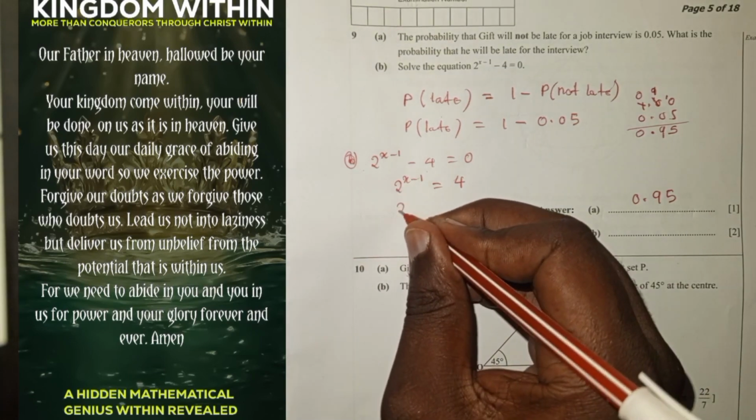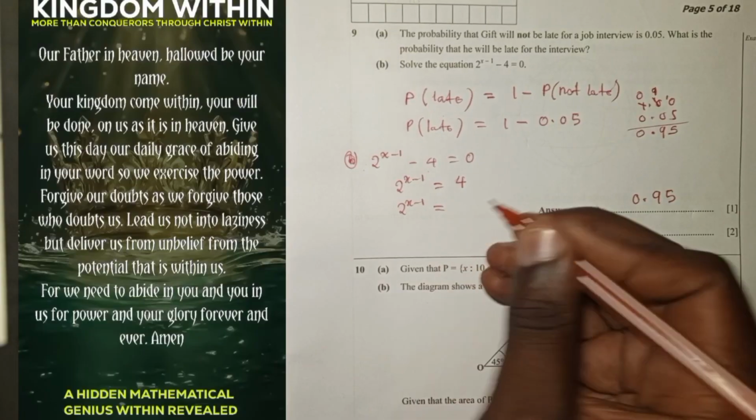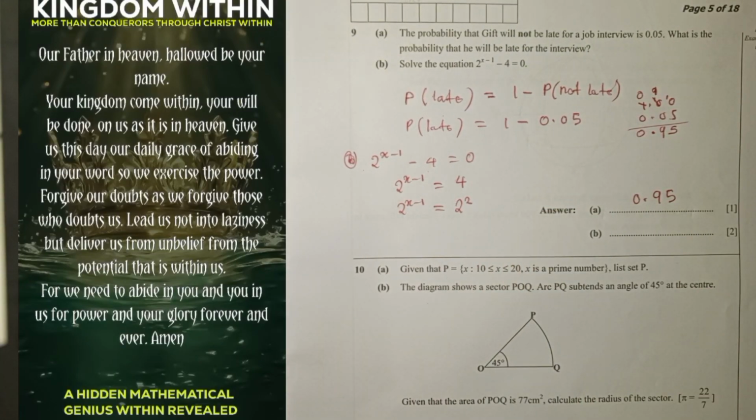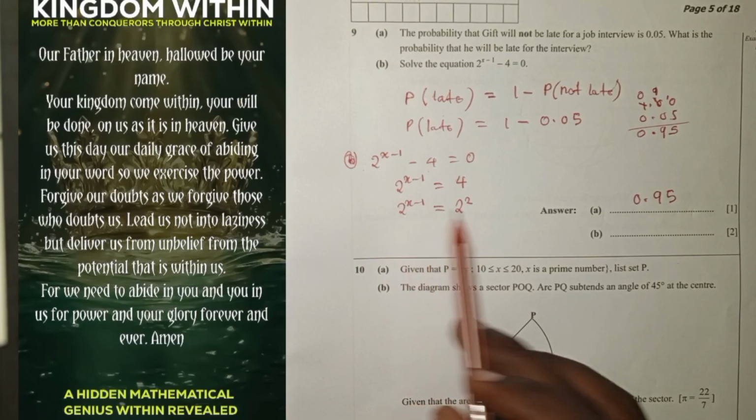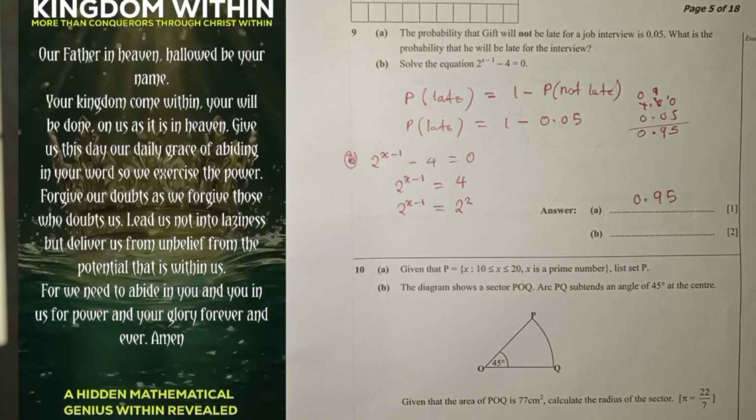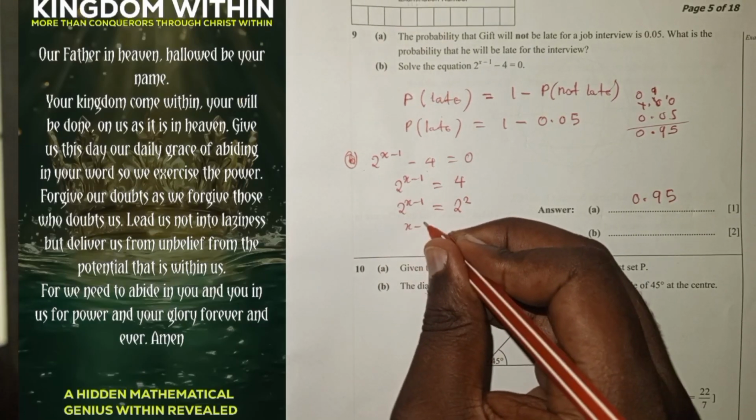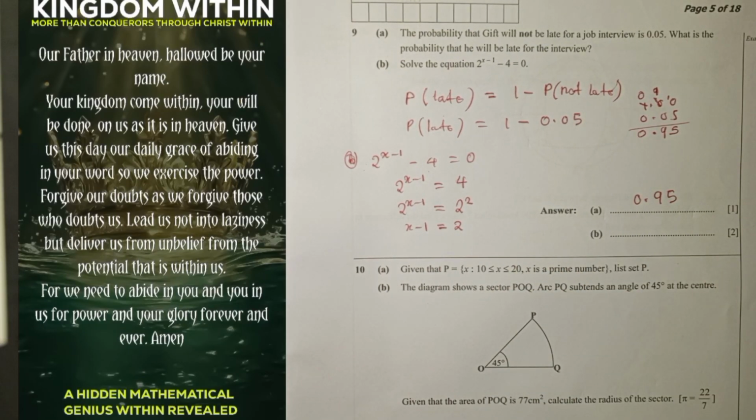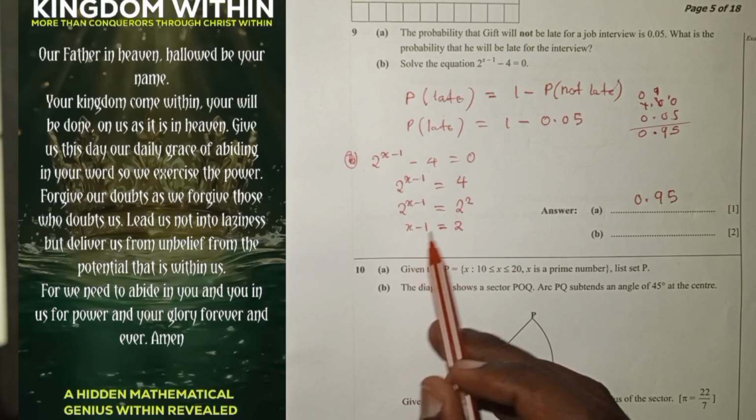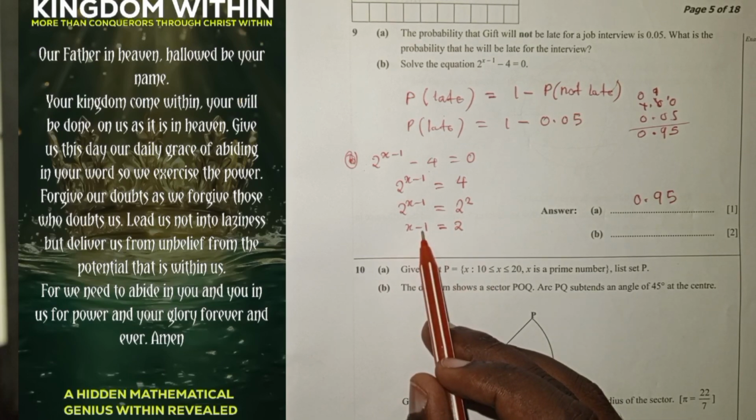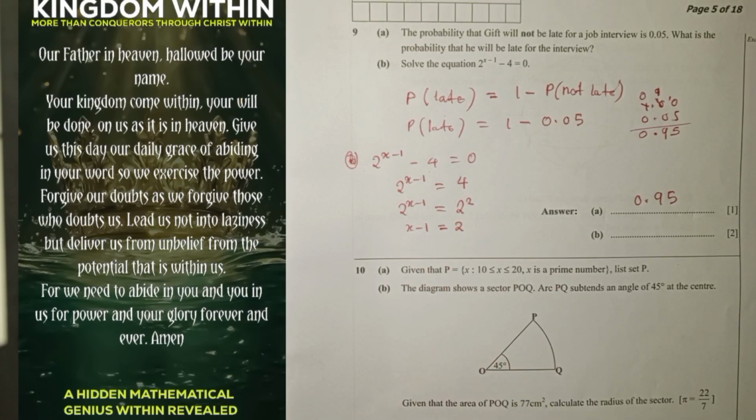So we have 2 to the power x minus 1 is equal to, then 4 is 2 to the power 2. Since the bases are equal, it means even the powers must be equal. So therefore, x minus 1 is equal to 2. Then you solve for x. It's just a matter of getting this minus 1 and taking it to the other side of the equation. So here it's minus 1, this side it will be a plus 1.